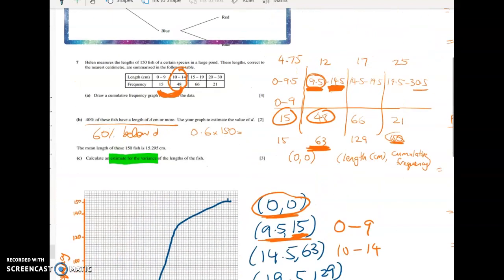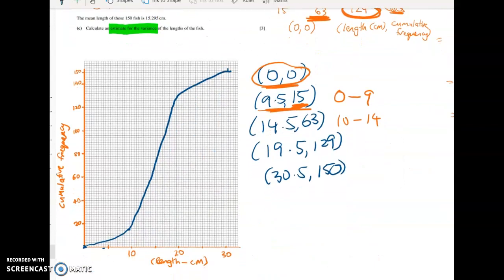And then when I add in the next category of the 66 fish in this group, there were 129 that were up to 19.5. So the points that I'm putting on, where's my next one? The next one is at 14.5 and 63, so that was in there somewhere. And then 19, and actually we should mark these on with crosses, then 19.5 and 129. And 30.5 and 150. And try and make them accurate.